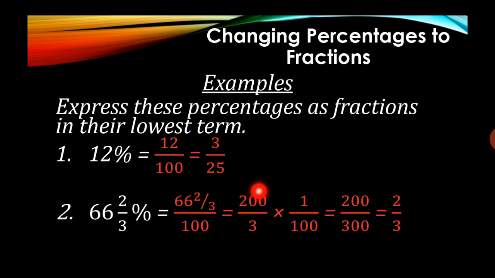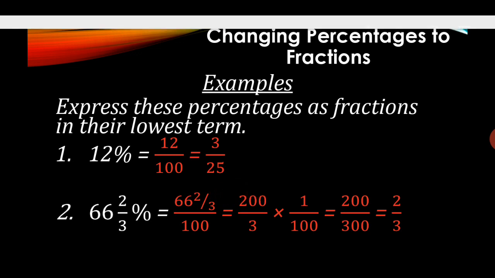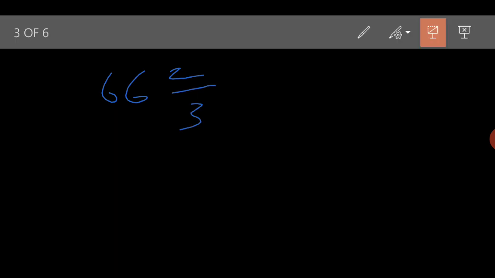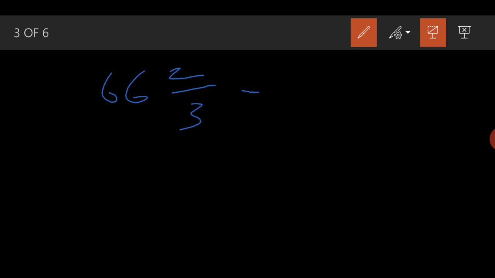Now we have 200 over 3. How do we get 200 over 3? Quickly, we said 66 whole number 2 over 3. We convert this into an improper fraction because it's a mixed number. So we say 3 times 66 plus 2. 3 times 66 gives us 198, plus 2 gives us 200.